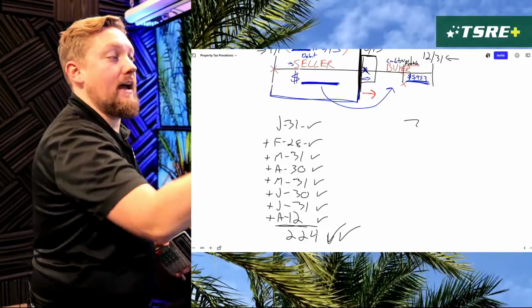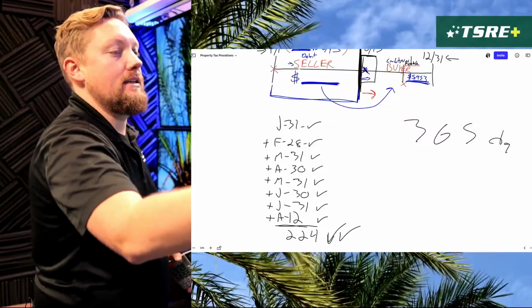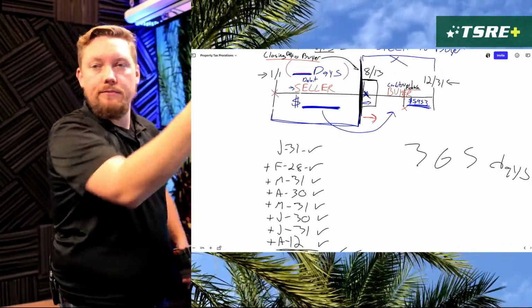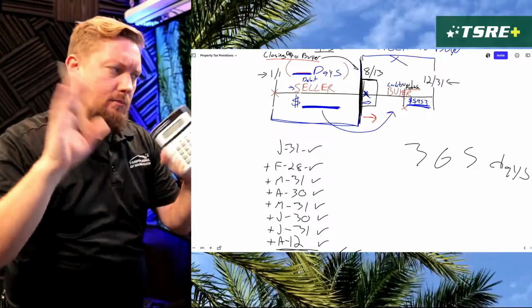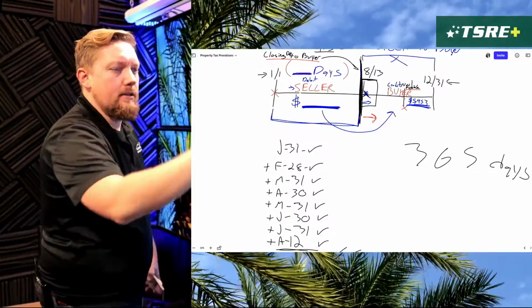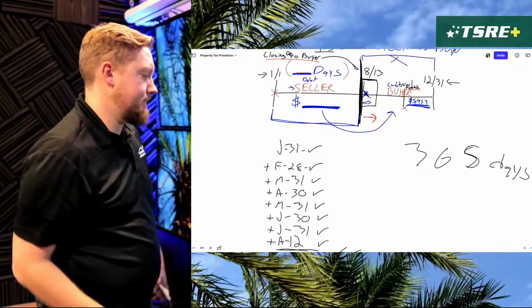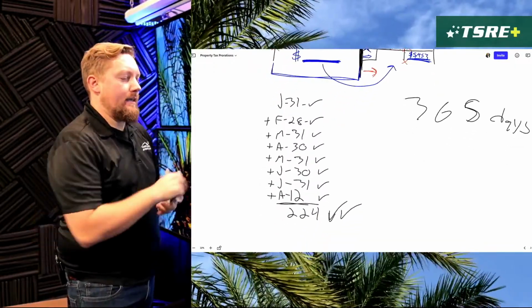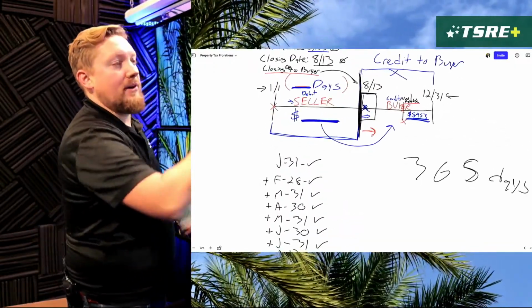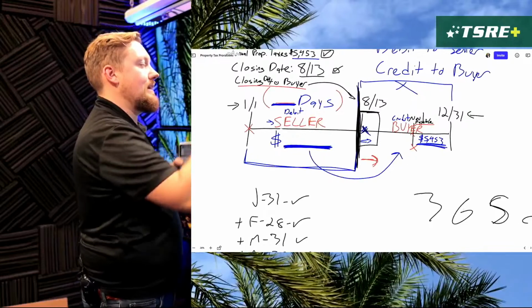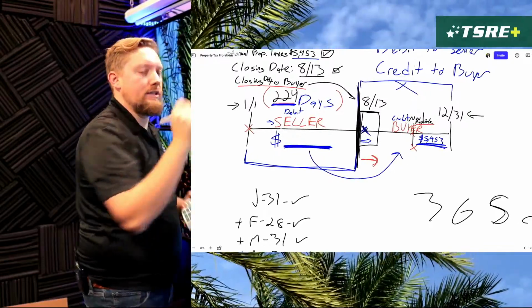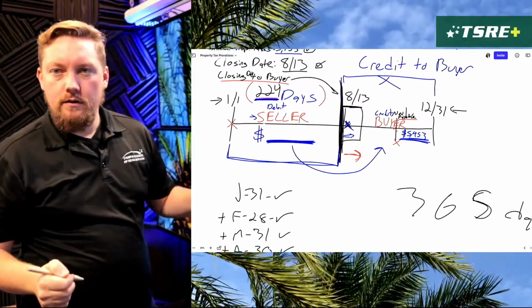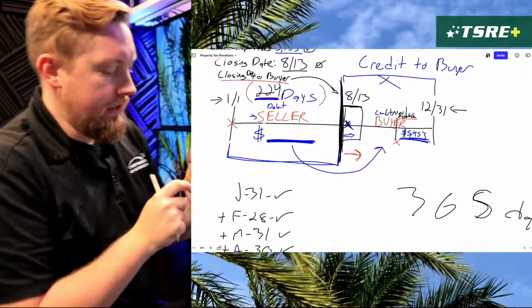And ultimately, what you want to understand is that this is out of the total days in a year. So we've got 365 days on this number line here. 366 if we're a leap year, but we're not worried about that right now. So 365 days here. And the seller owned this property out of this entire 365 days for 224.